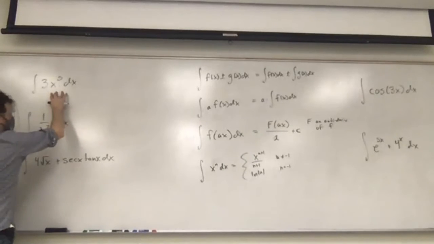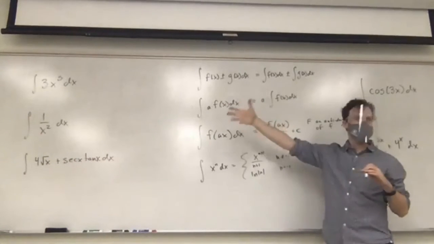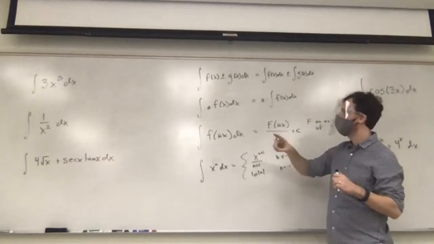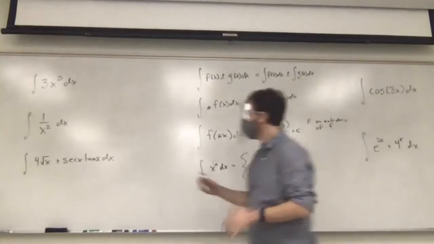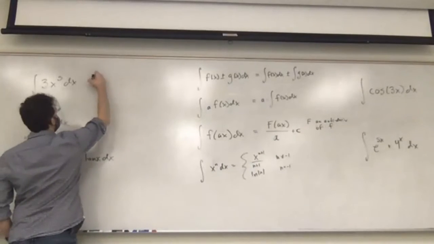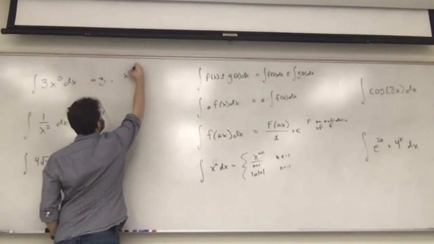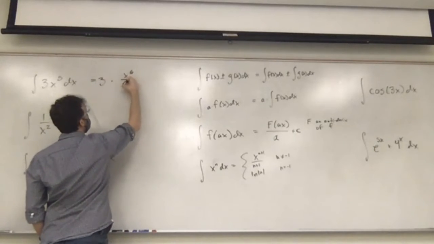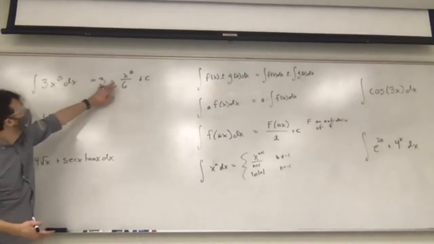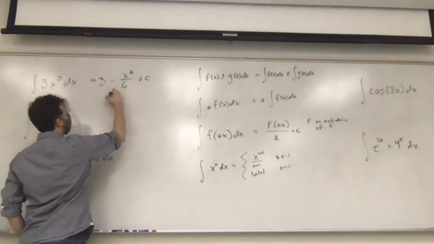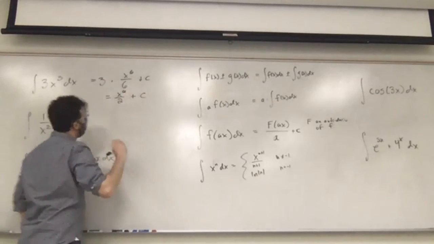So in this first case, the two things going on, there's that 3, that's a constant that we just bring along. Then we focus on the x to the 5th, which is our power. So we have the 3. We increase the exponent by 1. Then we divide by the new exponent. And we can clean this up a little bit, multiplying these constants together. Get x to the 6th over 2 plus c.